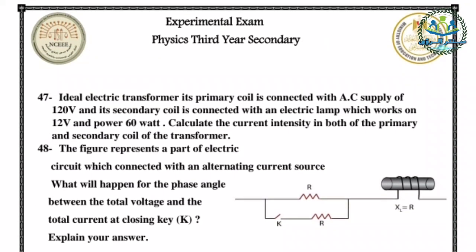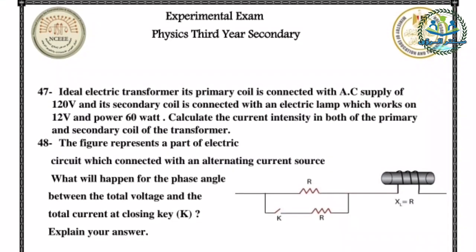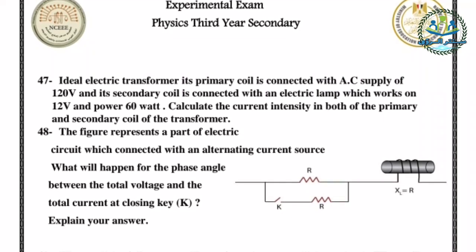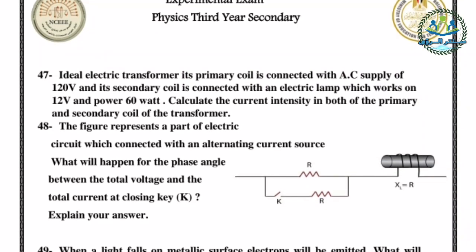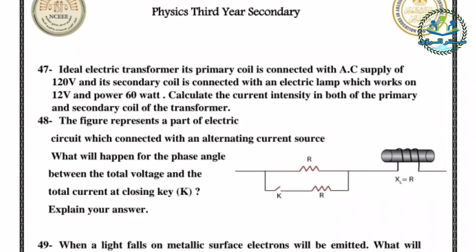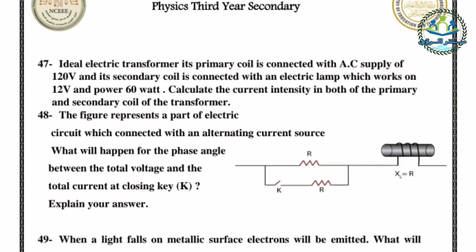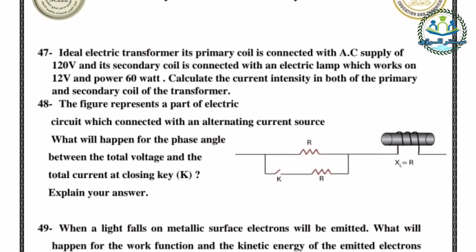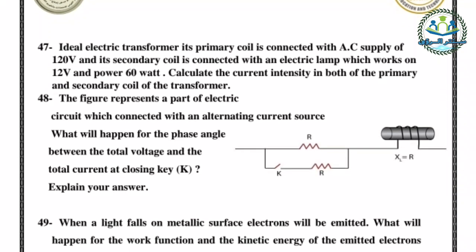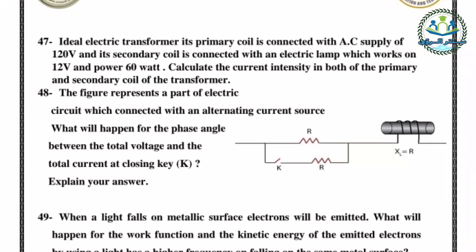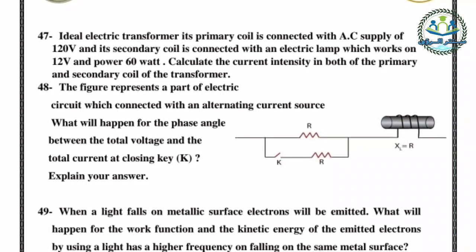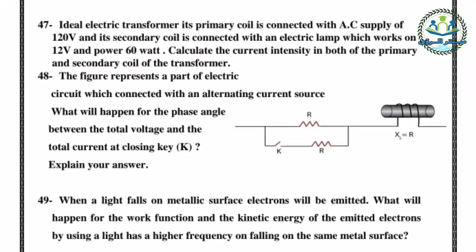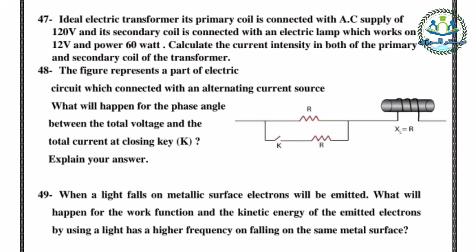47. An ideal electric transformer. Its primary coil is connected with a DC supply of 120 V and its secondary coil is connected with an electric lamp which works on 12 V and power 60 watts. Calculate the current intensity in both the primary and secondary coil of the transformer.